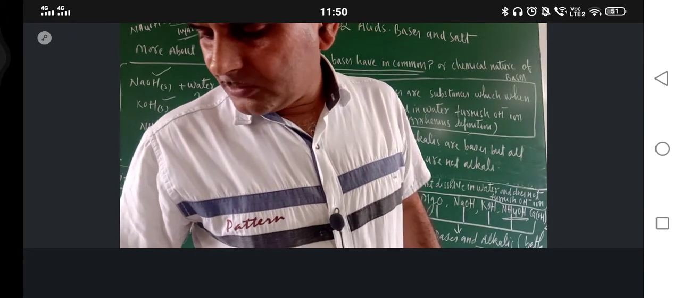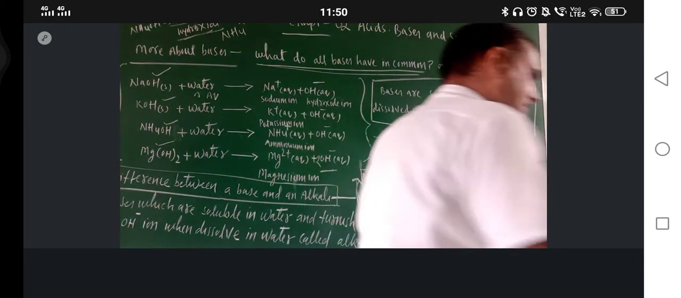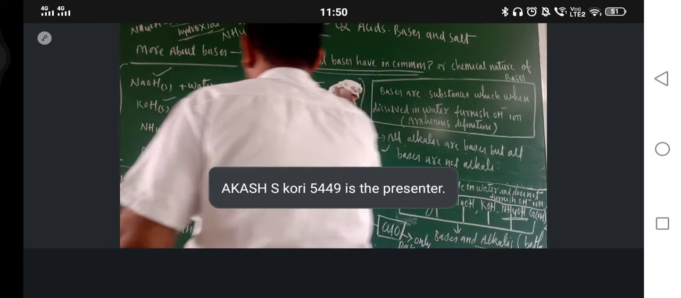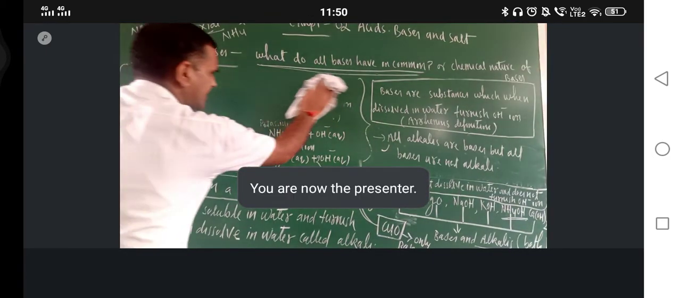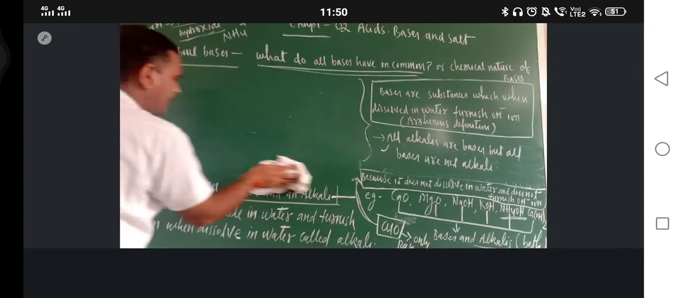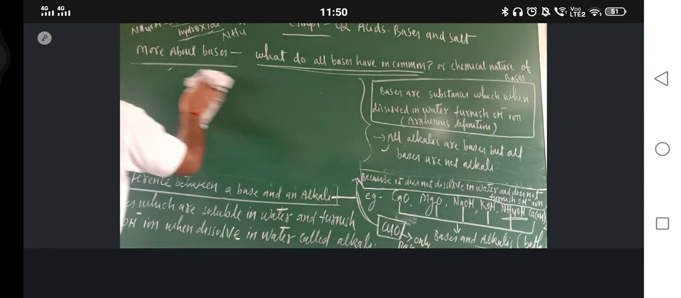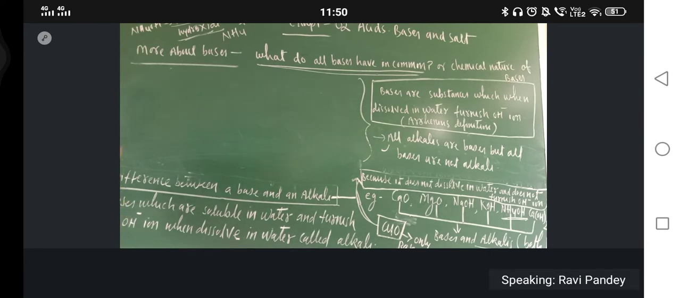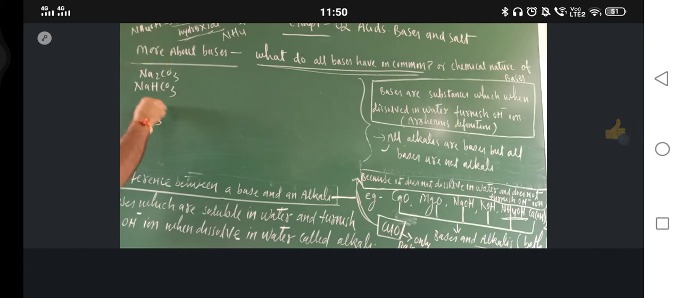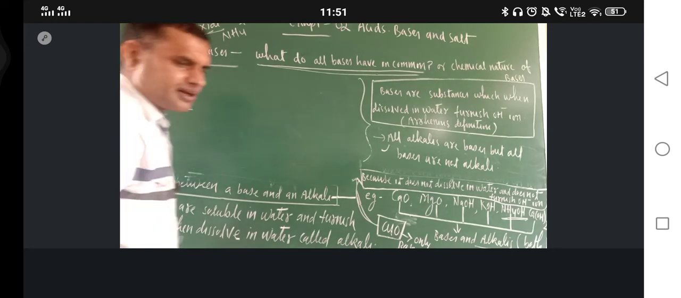Okay, now there are two more aspects which we should discuss here. Just see, there are three substances: ammonia, NH3, NaHCO3 and Na2CO3. They require special attention. How? Just see. Na2CO3 is sodium carbonate, NaHCO3 is sodium bicarbonate, and this is ammonia.